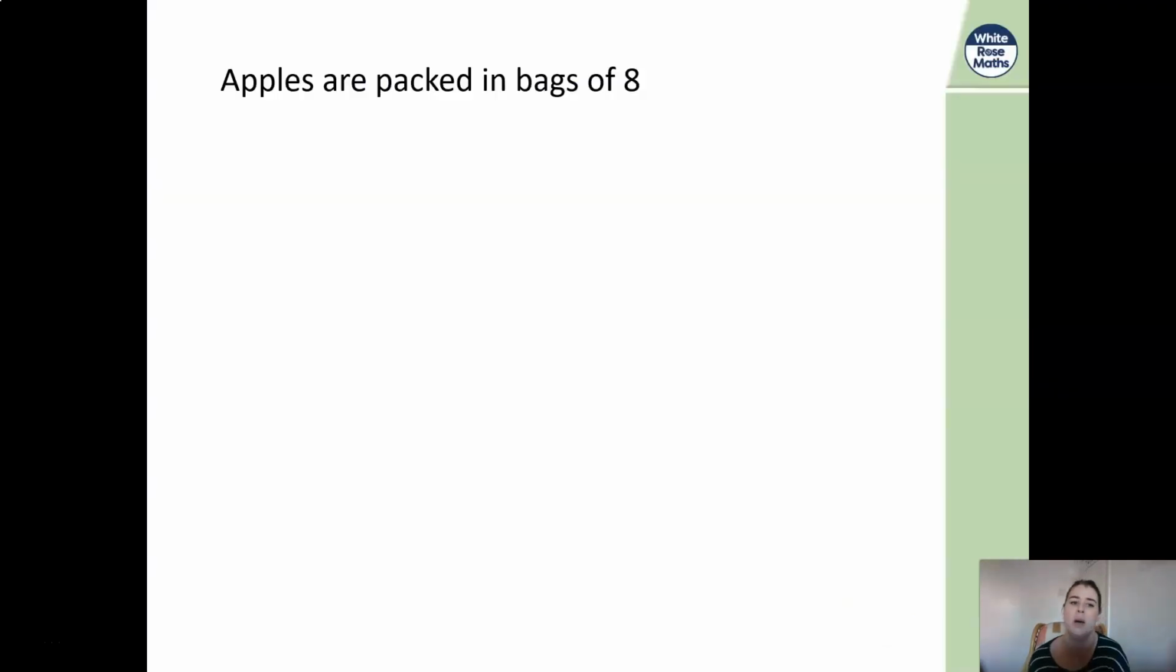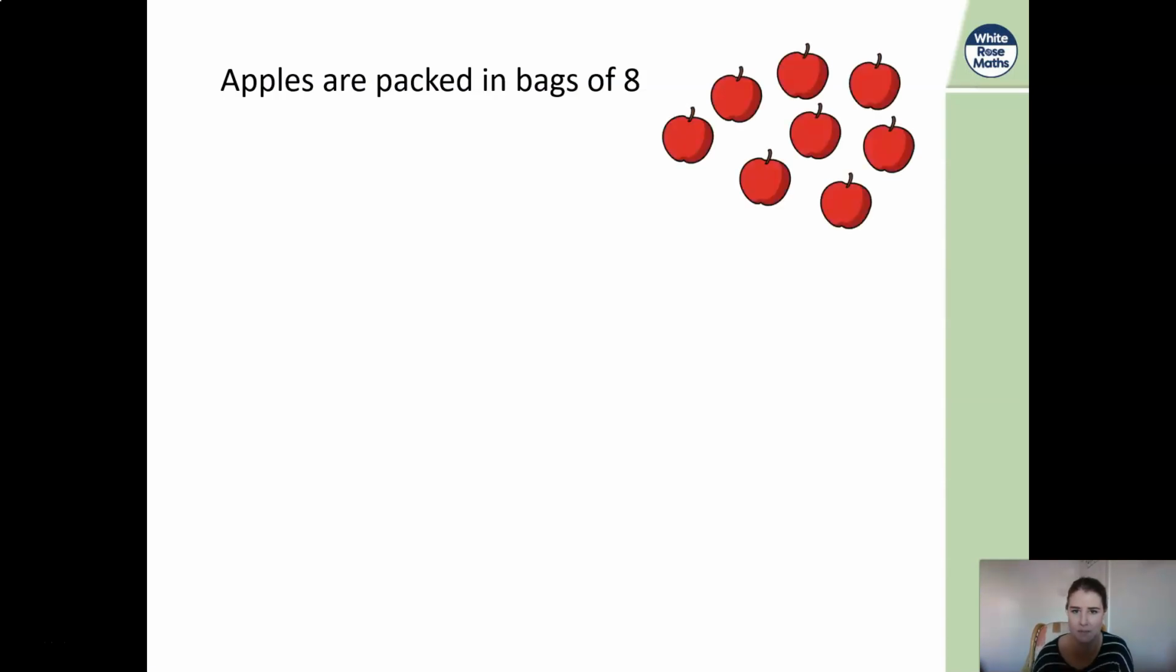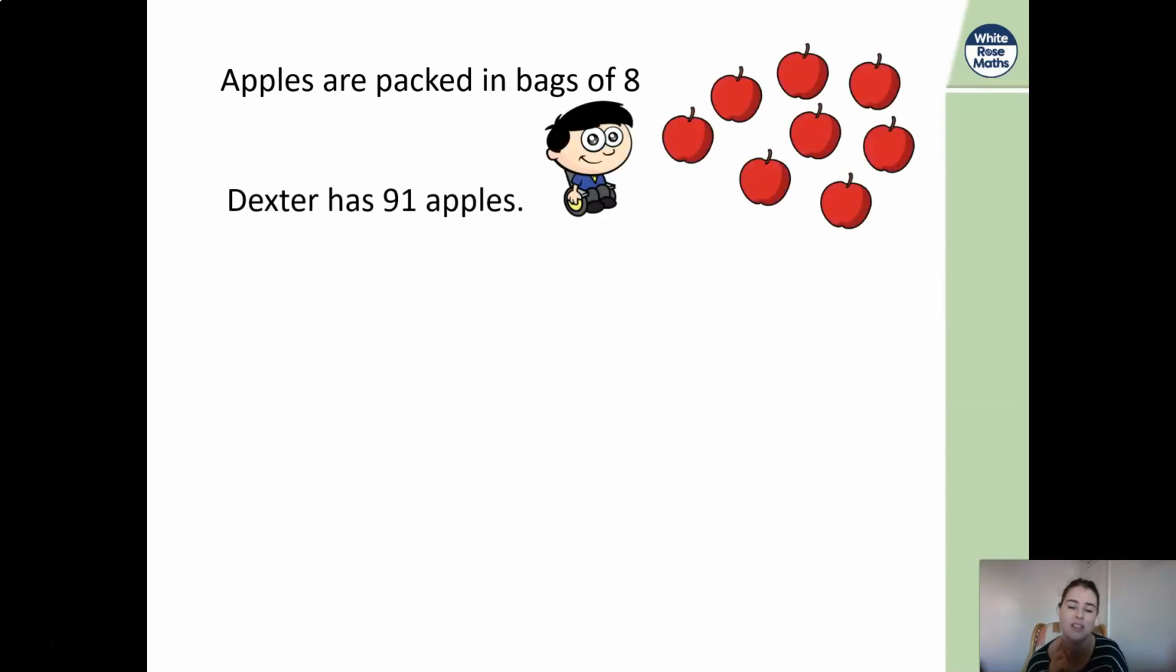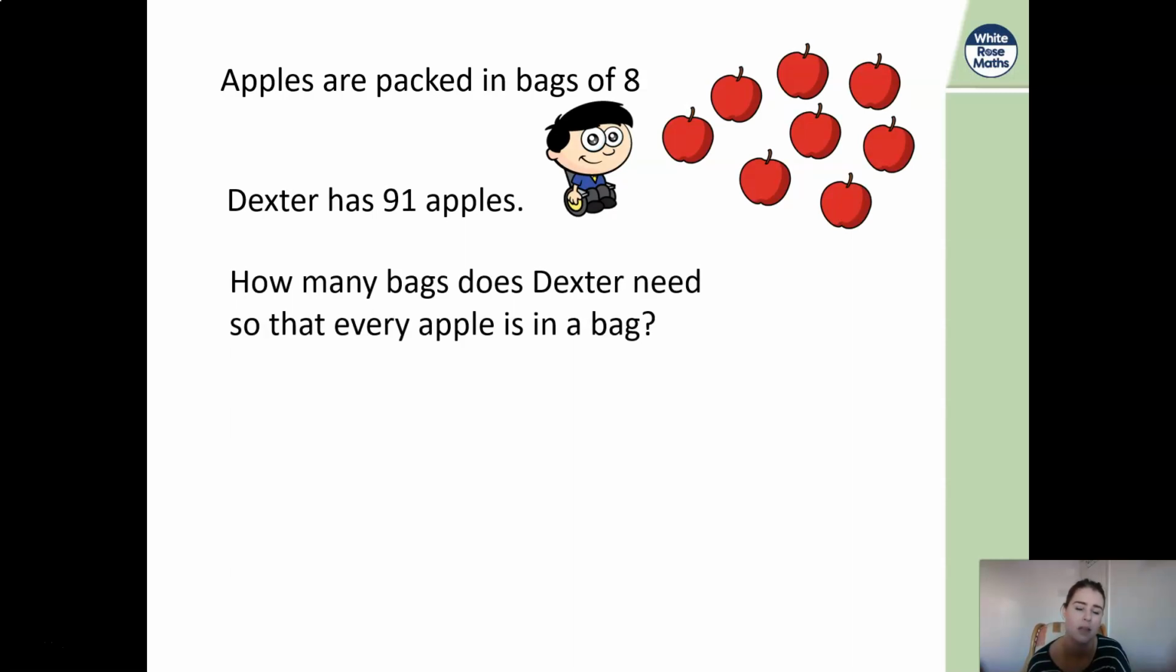Okay, so apples are packed in bags of 8. Now Dexter has 91 apples. We need to work out, well, how many bags does Dexter need so that every apple is in a bag? So this is where we really need to pay attention to the question, because this might trick some of you. So pause the video and have a think. What is my division sentence going to be? Well done. So it's going to be 91 divided by 8.